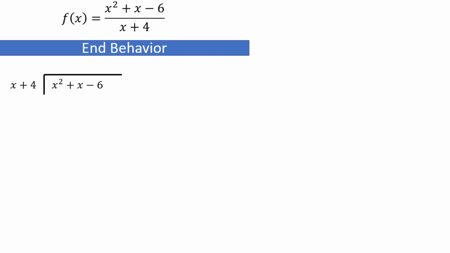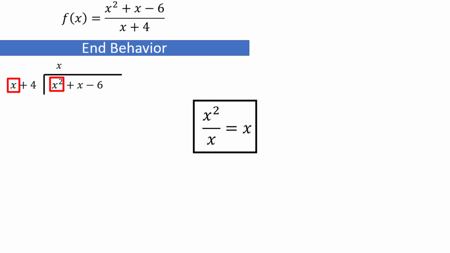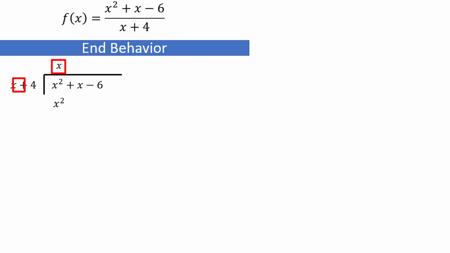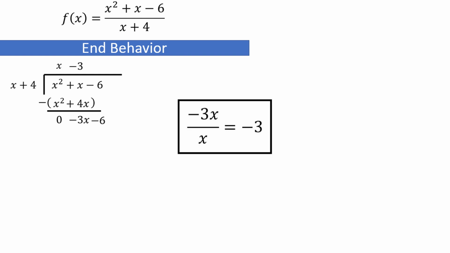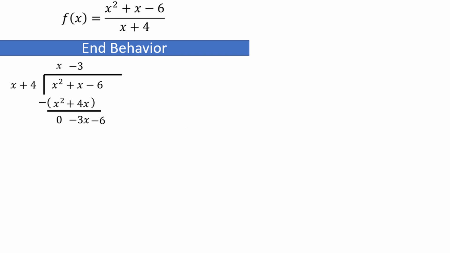Setting up long division to find the oblique asymptote, x squared divided by x is x. X times x is x squared, and 4 times x is 4x. Subtracting, we get 0 and negative 3x. We can bring down the negative 6, but we don't really need to. All we need is the next number on top, which will be negative 3, because negative 3x divided by x is negative 3. We don't need to finish the long division. We know that the oblique asymptote will be at y is equal to x minus 3.